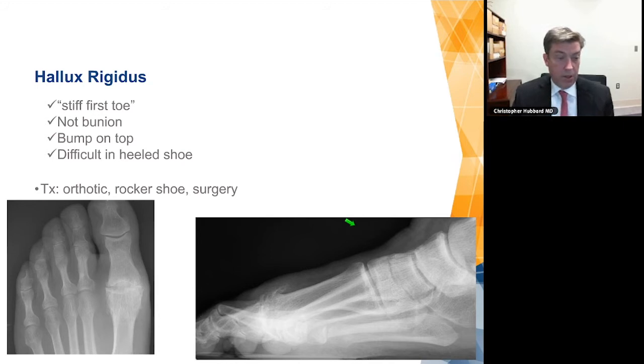In terms of the big toe, the arthritis of the big toe is really what we call Hallux Rigidus, so a stiff first toe. It's really not a bunion. Patients come in and think the bump is the bunion, but the bump on the inside is the bunion. The bump on the top is really the bone spurs. So patients will feel that they have difficulty in shoe wear, sometimes difficulty in terms of the heel strike because they don't have flexibility in terms of bending the toe up. So typically orthotic, rocker sole shoe again.